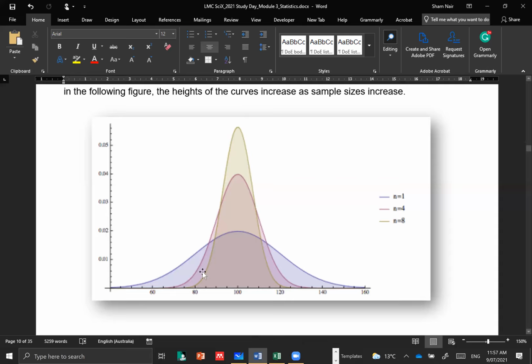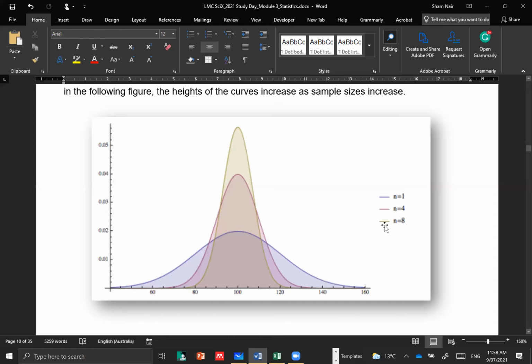What this figure is showing is that the blue line shows when you only have 1 data set. So imagine you're doing an experiment just once. That will have a distribution like that shown by the blue curve. If you repeated the experiment 3 times, so you have a total of 4 measurements, you still have a normal distribution, but look at what's happened. It's squeezed in towards the center, and the peak has gone higher.